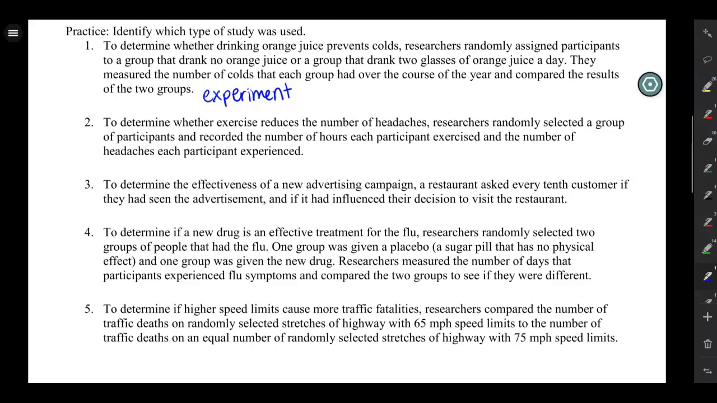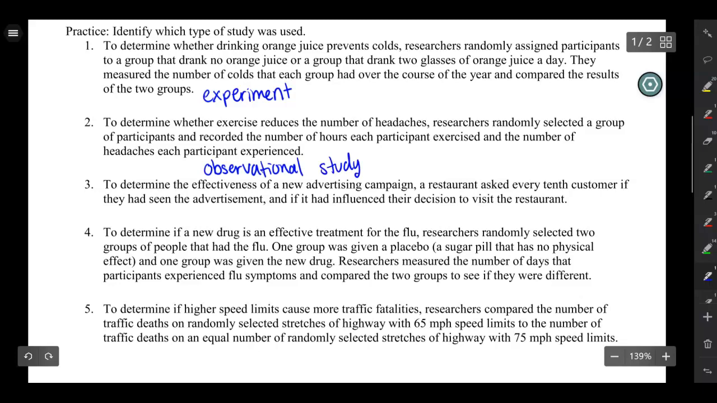All right, example 2. To determine whether exercise reduces the number of headaches, researchers randomly selected a group of participants and recorded the number of hours each participant exercised and the number of headaches each participant experienced. So this is an observational study.